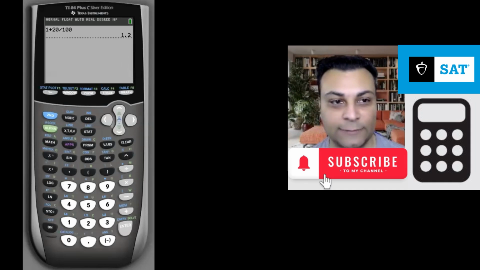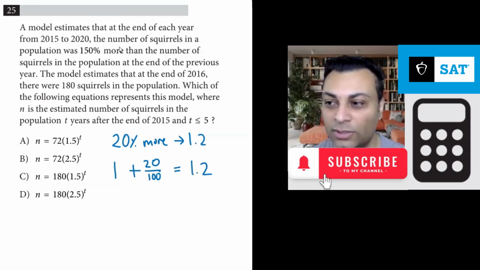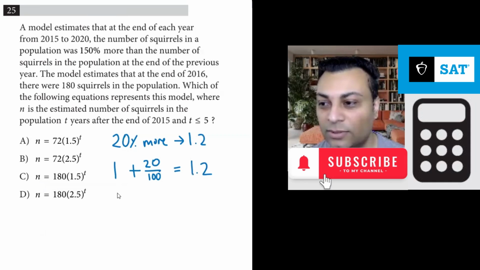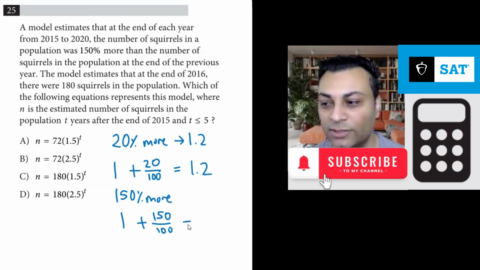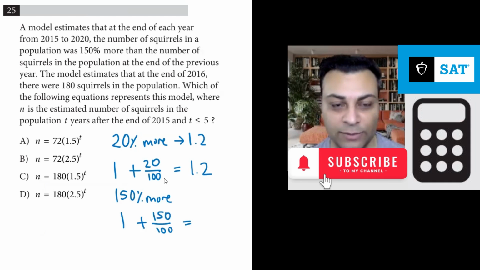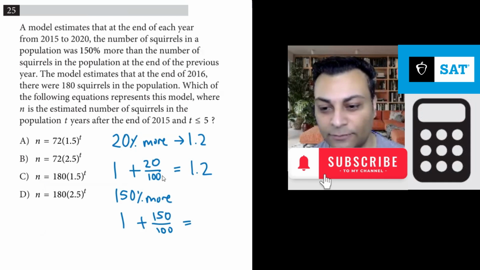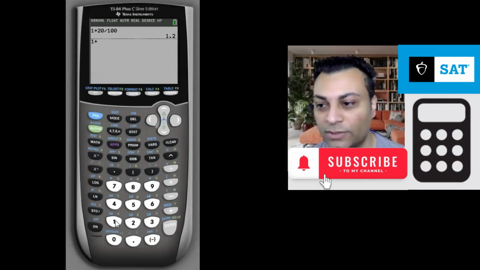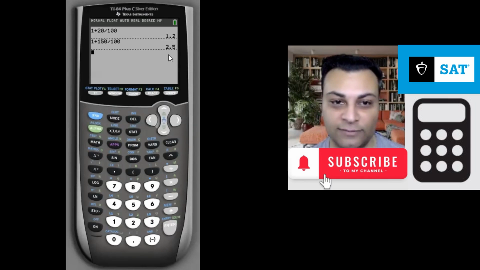So how do we work on that? Now, if you had 150% more, which is what we have, we would do 1 plus 150 over 100. That's why I wanted to show the example with 20%. So for that, 1 plus 150 over 100, we would be using 2.5.